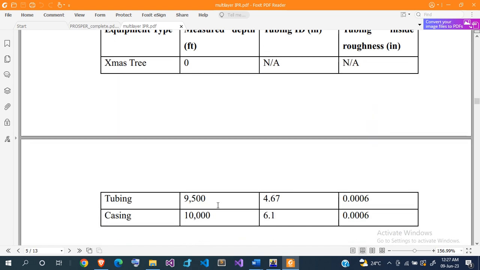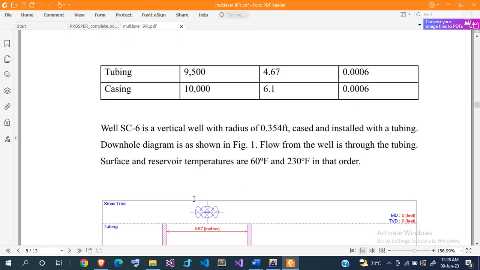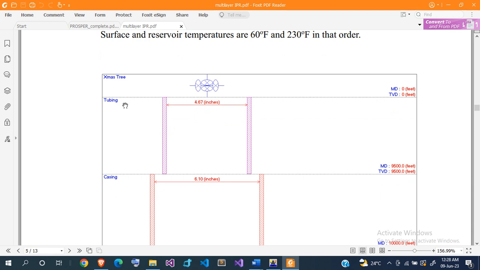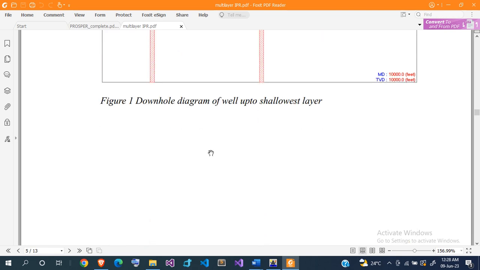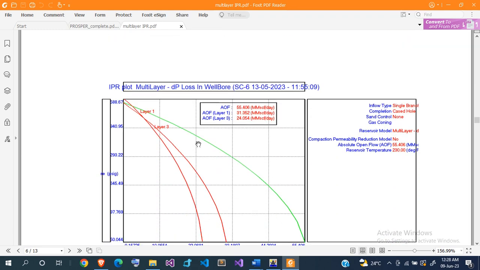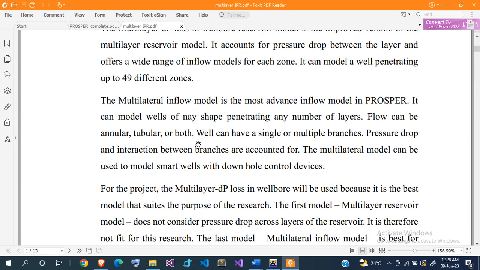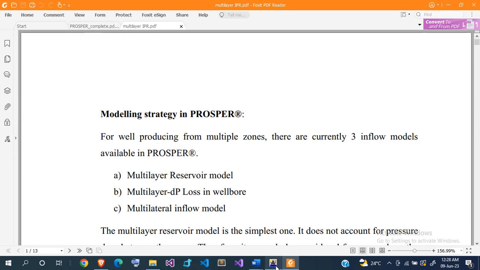That's actually wonderful. So this is the downhole section. We have a common tubing, like I said, draining both of them, and then a casing. The well is cased at 10,000 feet, and the tubing is installed at 9,500 feet. We want to model this anyway, but this is the result I got, so we're going to model it again and see if we get the same result. That's all for the data we have, so let's move right into the modeling.